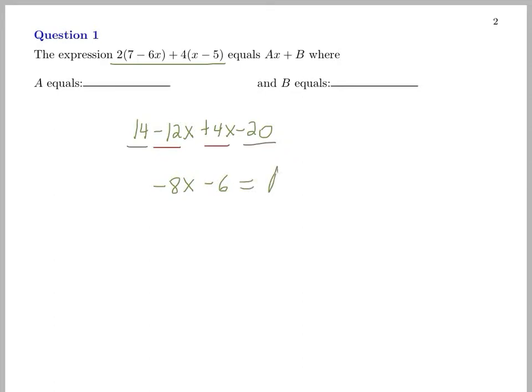And we see that that has the form ax plus b, as advertised here. So a is the number in front of x, so that's minus 8. And b is the constant that's added here, which is minus 6.